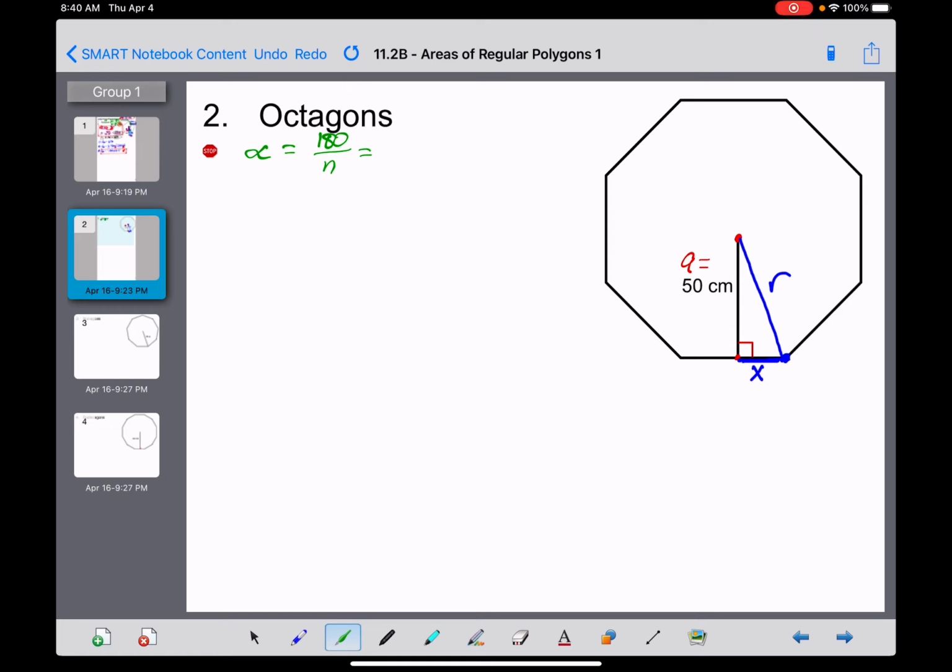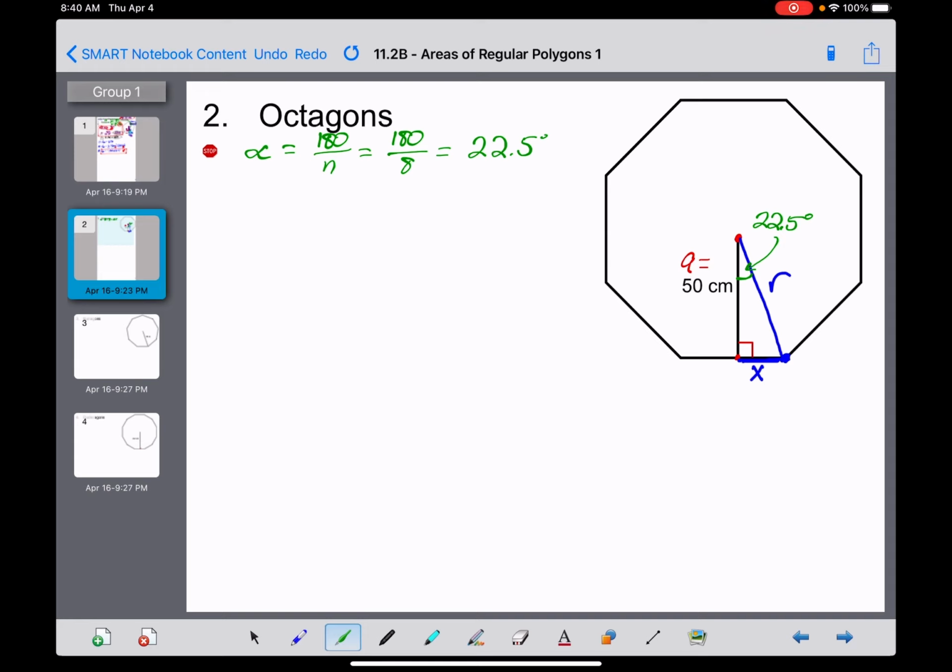And in an octagon, our number of sides is 8. So 180 divided by 8 is going to get us a decimal, but not the worst decimal in the world. Let's try it again. 180 divided by 8 is going to get us 22.5 degrees. So that's the measure of this little angle right here. I'm going to write it off to the side, 22.5 degrees right there.